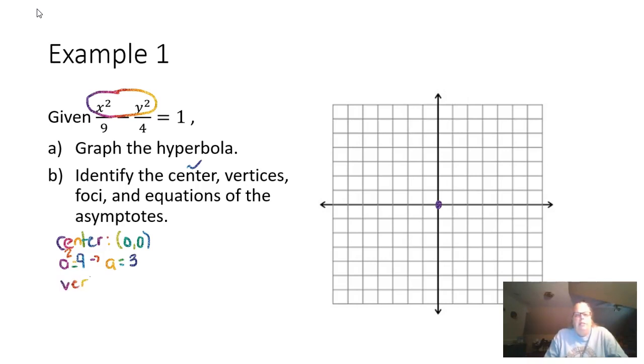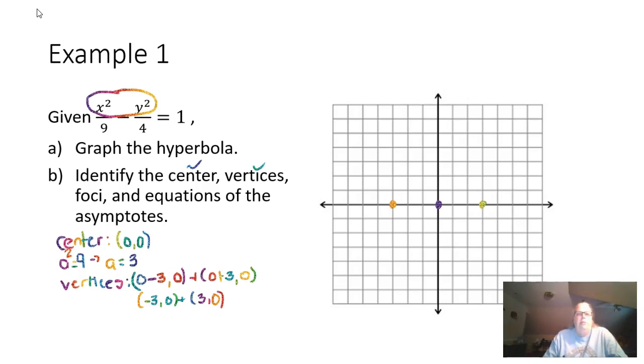So our vertices, since we know this is going to be on the x-axis, we're going to subtract 3 from the x-coordinate of the center, and we're going to add 3 to the x-coordinate of the center, which means that in this case our vertices will be located at -3, 0 and +3, 0. And we can go ahead and graph those. So there's -3, 0, and there's +3, 0.